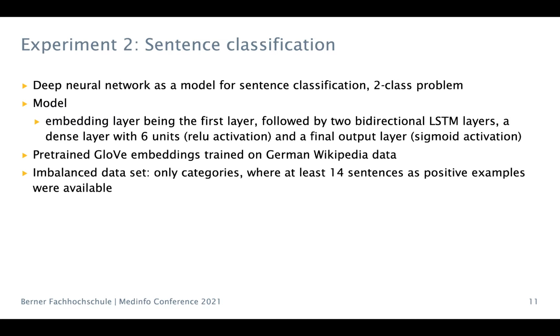In order to have enough positive examples, we considered only categories where we had at least 14 sentences as positive examples. The model, so the deep neural network, consisted of an embedding layer as the first layer, then followed by two bidirectional LSTM layers, a dense layer, and a final output layer. We used pre-trained GloVe embeddings that were trained on German Wikipedia data and, well, our data set then for classification.